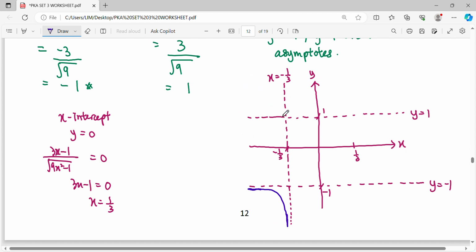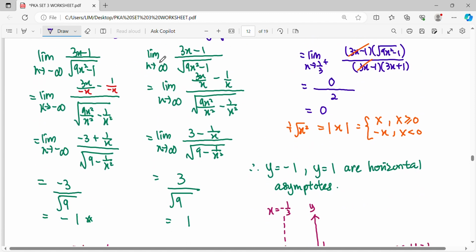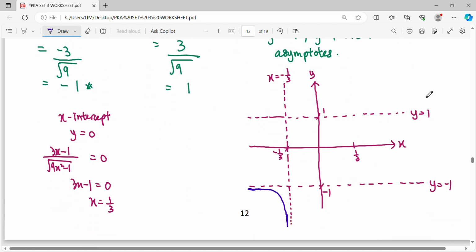So in the domain, this part got graph, right? So this part done. Another part, what's your domain? After 1 over 3, right? So this part, after 1 over 3. So what happened to our function? Read again. When your limit approaches positive infinity, it will approach 1. So it may be here, it may be here.